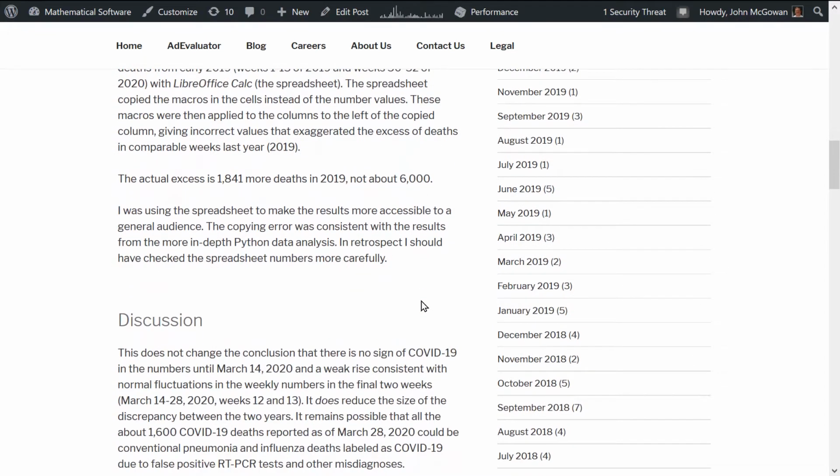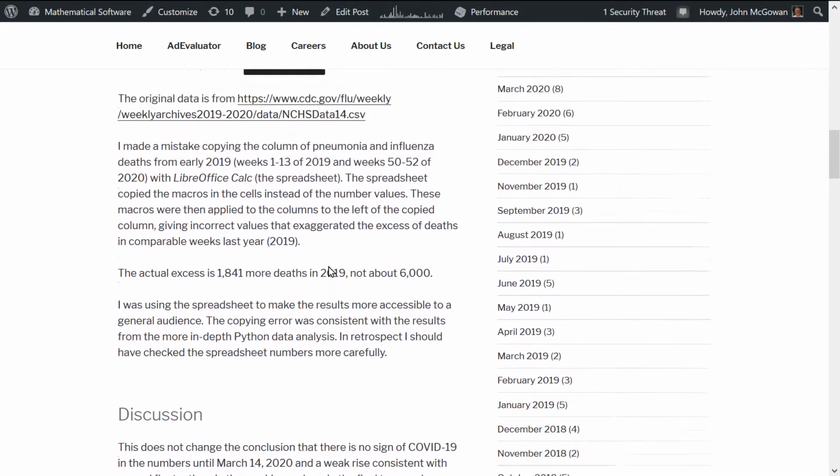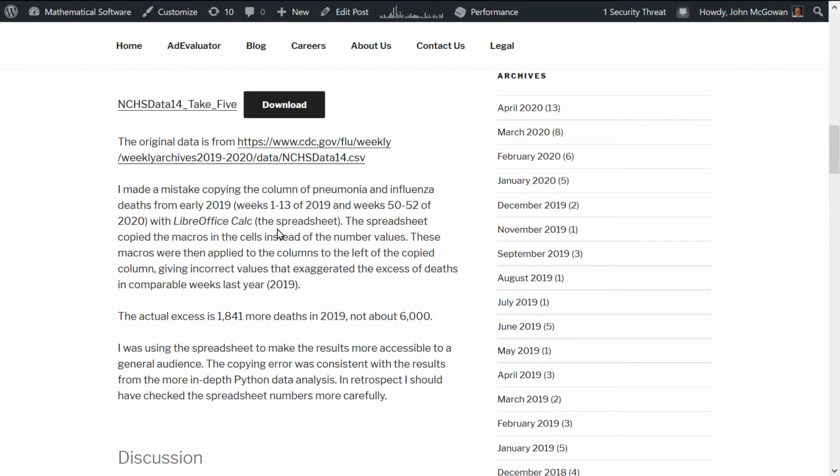articles. So I was using the spreadsheet to make the results more accessible to a general audience, and the copying error was consistent with the results from the more in-depth Python data analysis. In retrospect, I should have checked the spreadsheet numbers more carefully. I just didn't even consider that it would copy the macros and do this funny thing.